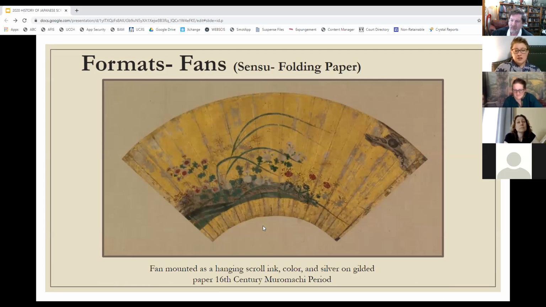And now this is another fan mounted as a hanging scroll. And this has silver in it, but I think it's gold actually. This is from the Muromachi period, but I wouldn't be surprised if it actually was from the Momoyama period. Again, there's your bling for the day.